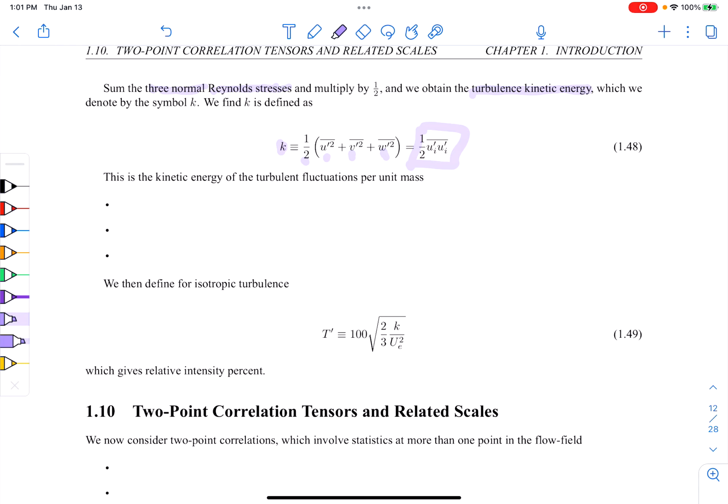And remember, if we have two i's in a term, we sum them from 1 to 3. So that's a nice way to remember it. So UI prime bar is the correlation times 1/2, and that's our definition of the turbulent kinetic energy. Remember, that's the energy associated with the fluctuating motions. And a lot of these models are going to seek to try and predict K.